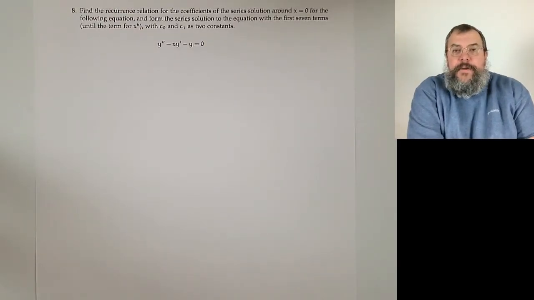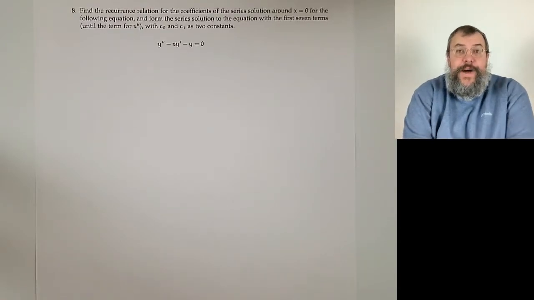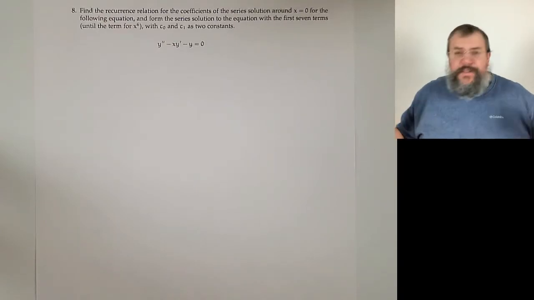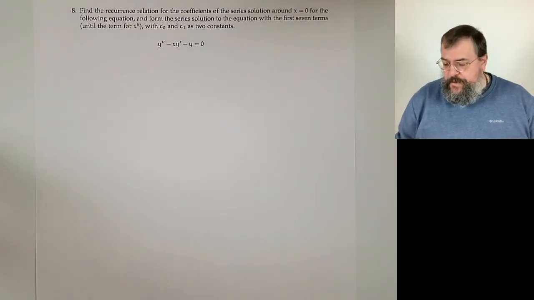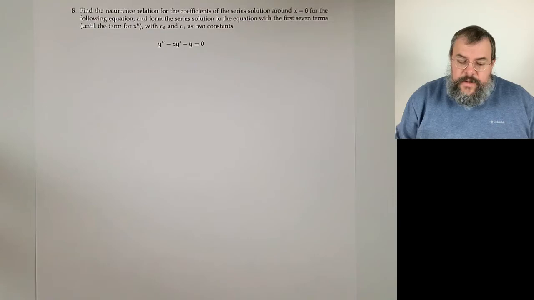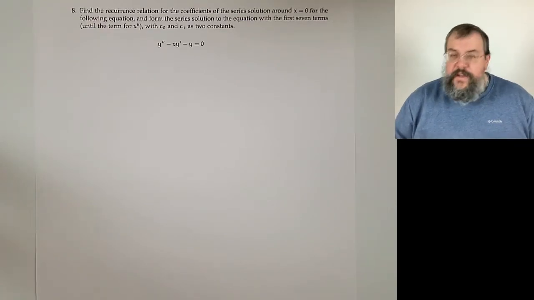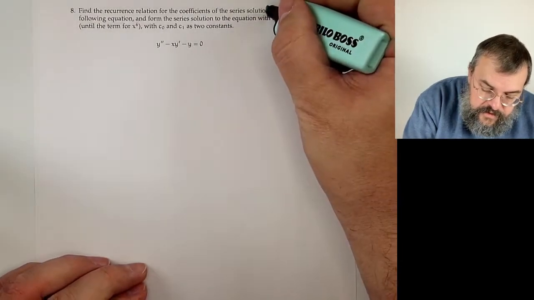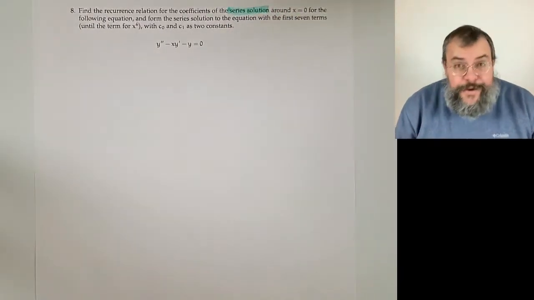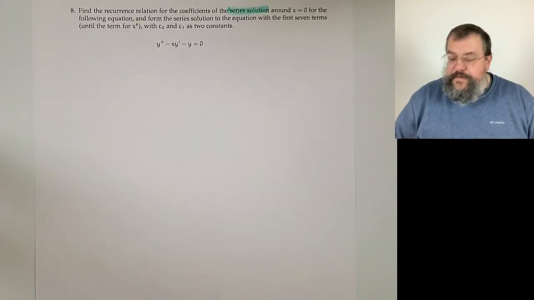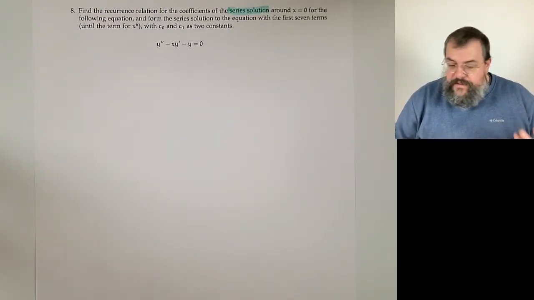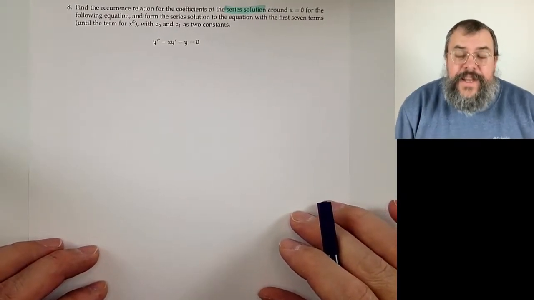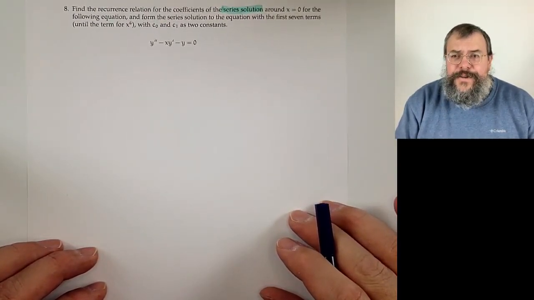All right, so y double prime minus x y prime minus y equals 0. Now this should be something we should be very comfortable with. Whenever you're dealing with a series solutions problem, and the phrase series solution is a really big clue, the nice thing is that the first part of it is very mechanical, automatic. Not a lot of thought has to go into it.